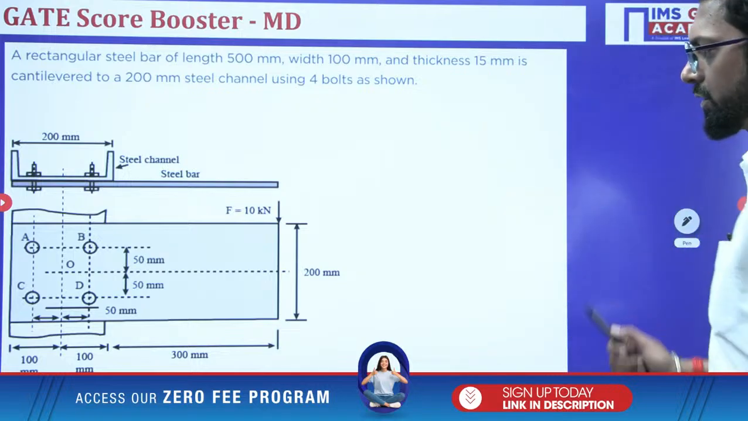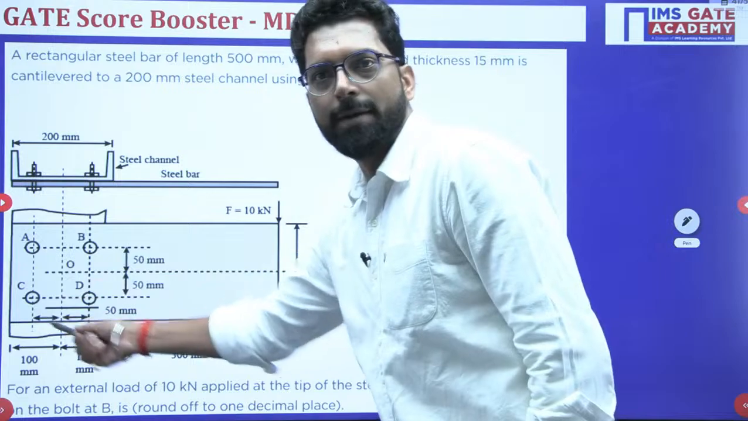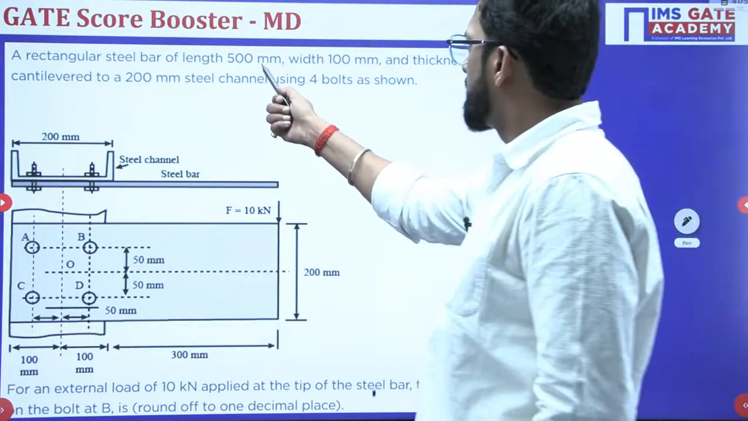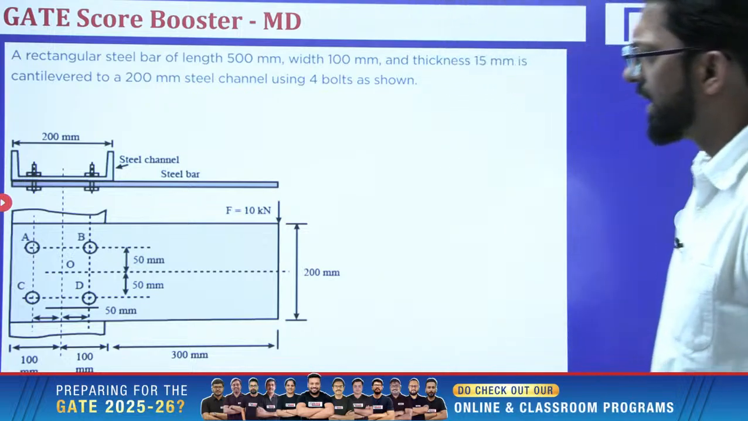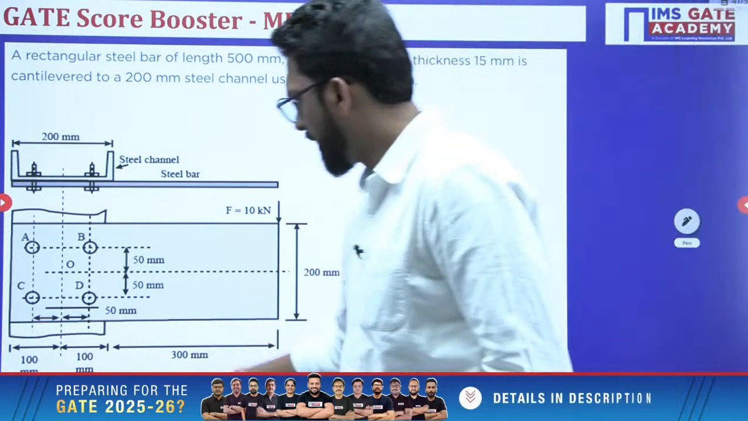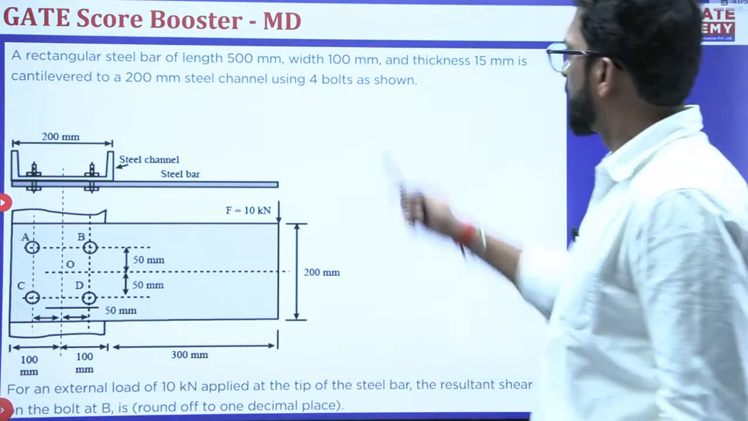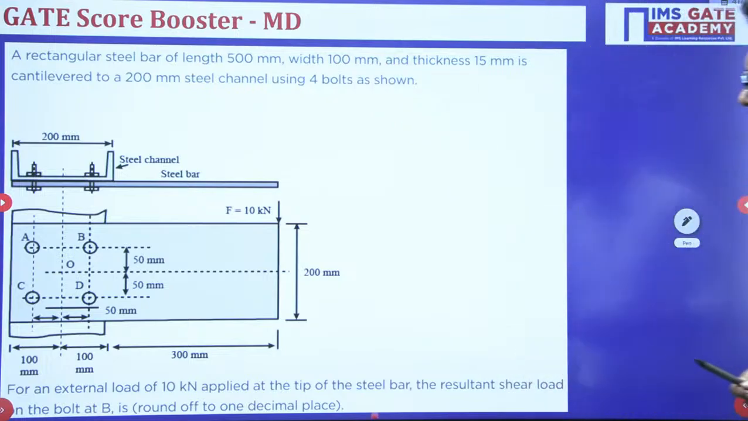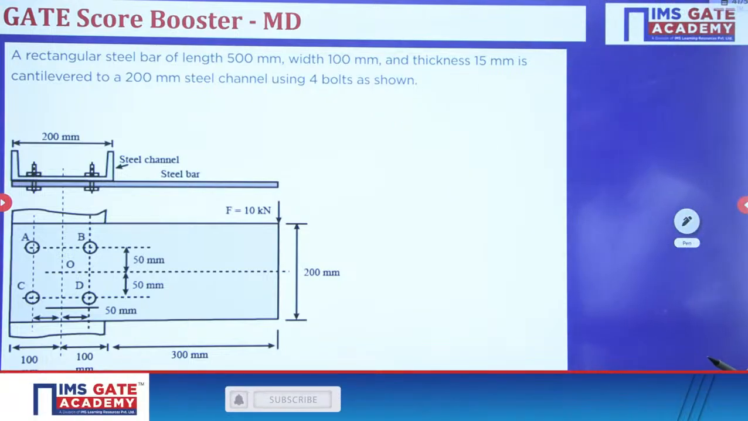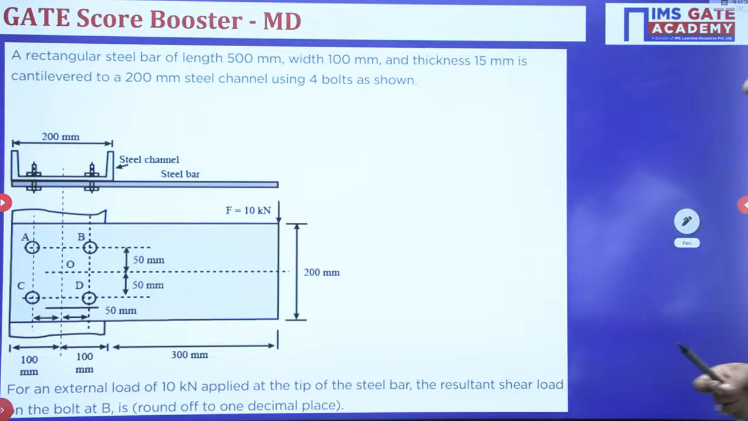Read this question. A rectangular steel bar. This is a rectangular steel bar, my dear, of length 500 mm. Width, that means perpendicular to the board, is 100 mm, and thickness is 15 mm.